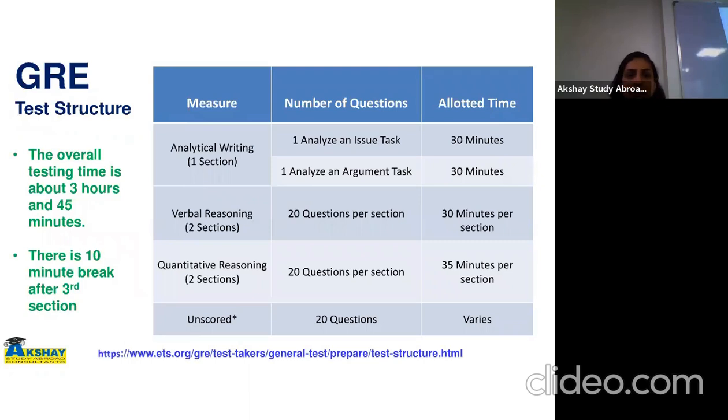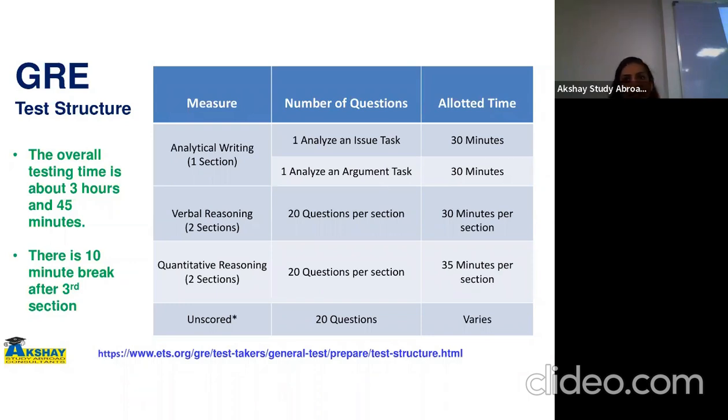Okay, this is the typical format or test structure of GRE, and you can see that there are 3 sections. That is analytical writing, which is the essay writing section, followed by verbal reasoning and quantitative reasoning. So as we discussed in the beginning, your skills are assessed mainly in 2 contexts, that is English and maths, and also the analytical writing assessment, which is a descriptive, essay writing section.